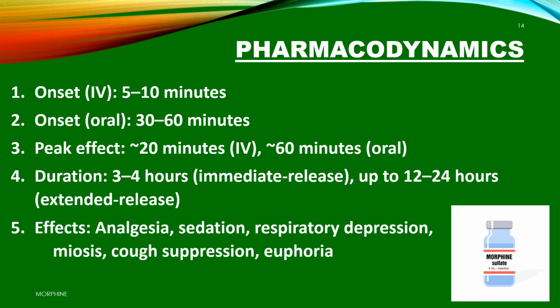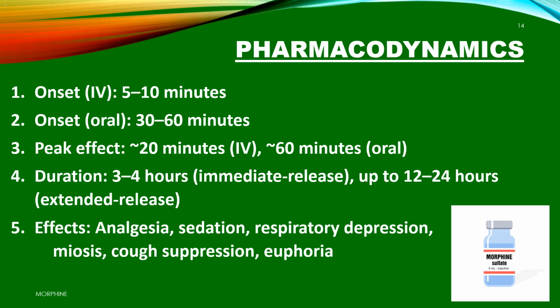Pharmacodynamics of morphine. 1. Onset IV. Morphine takes effect within 5 to 10 minutes when administered intravenously, providing rapid pain relief. 2. Onset oral. When taken orally, morphine's onset of action is 30 to 60 minutes, which is slower than IV administration. 3. Peak effect. The peak effect of morphine is reached in approximately 20 minutes after IV administration and 60 minutes after oral administration.